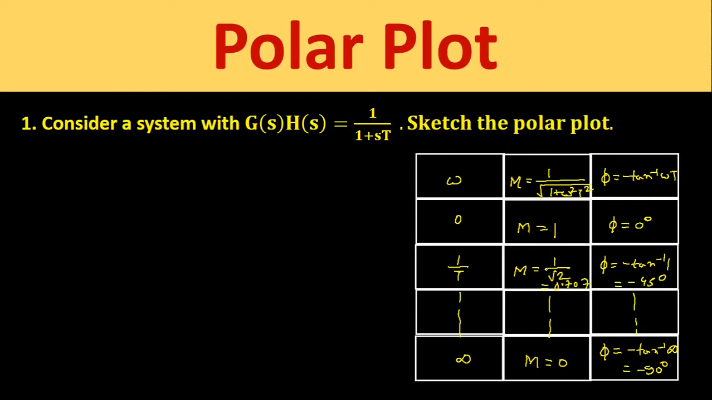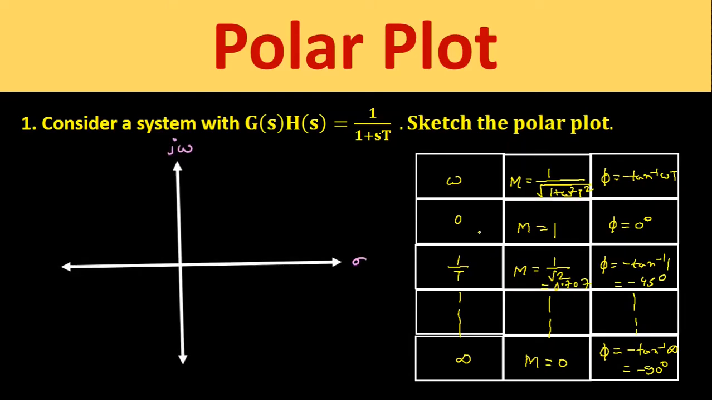Now using all these values, we will draw the final polar plot. For this we will take this as plane. In the x-axis we have represented sigma, in the y-axis we have represented j omega. Now first we have to take the values of omega is equal to 0. The corresponding phase angle value is 0 degree. So here we will mark 0 degree. For omega is equal to 0, the magnitude is 1. So somewhere here we will represent M is equal to 1, which corresponds to omega is equal to 0.